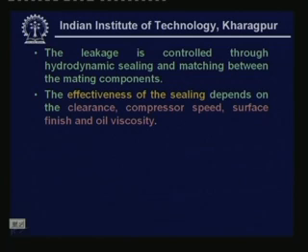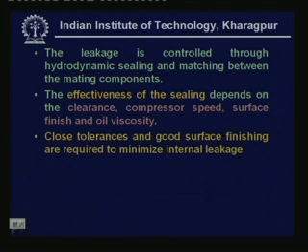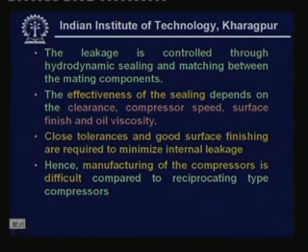Of course, this is not enough, you also have to manufacture them very accurately, so that the tolerance is very small. That means the gap between these mating components is very small, of the level of microns. This is one of the important requirements. As I said, the effectiveness of the sealing depends on the clearance, compressor speed, surface finish and oil viscosity. Close tolerances and good surface finishing are required to minimize internal leakage. Hence, manufacturing of these compressors is difficult compared to reciprocating type compressors.